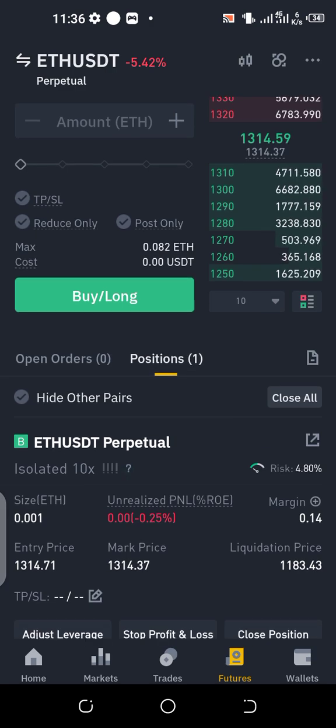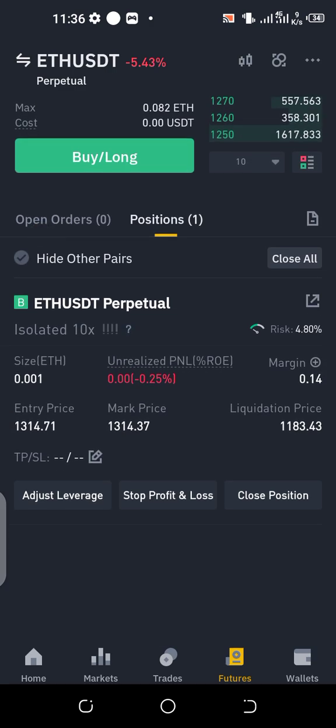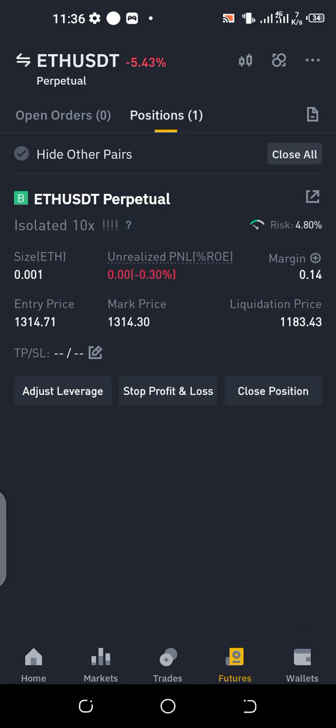So I've made my order, and if I scroll down, I see the open position. Like I explained earlier, I've bought 0.001 Ethereum using 0.014 cents in isolated margin mode using 10 times leverage. At an entry price, I bought it at a price of 1,314.71 USDT per Ethereum, and the price has dropped. The mark price or market price has dropped to 1314.13, meaning I have made a slight loss so far. But if I leave it open, I can still make gain, of course.